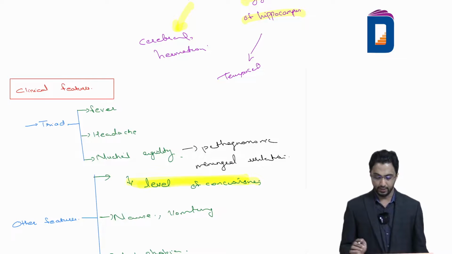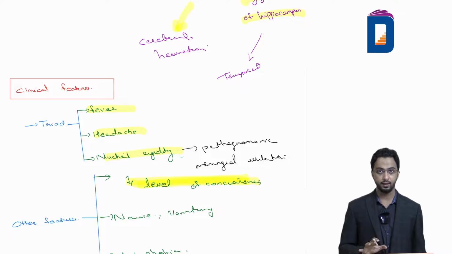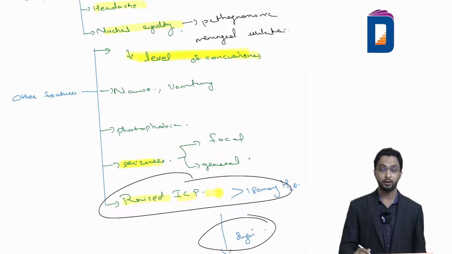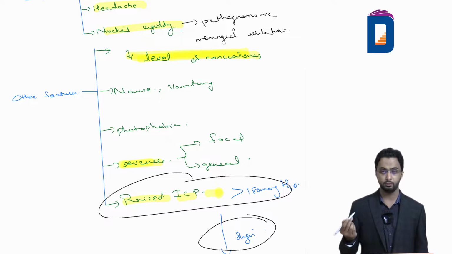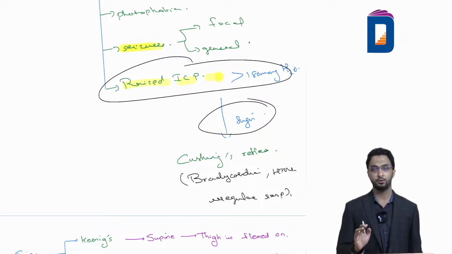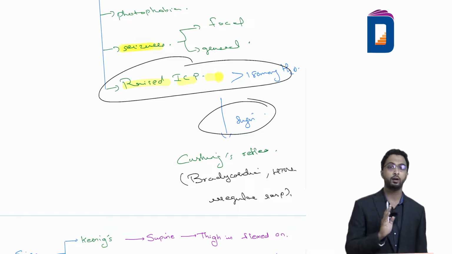So what did we say? We said that there is going to be a triad of fever, headache, and nuchal rigidity. Nuchal rigidity is pathognomonic here for meningeal irritation. Then you have other features like decreased level of consciousness, nausea, vomiting, photophobia, seizures, raised ICP. Now, something related to raised ICP is Cushing's reflex, which contains bradycardia, hypertension, and irregular respiration.